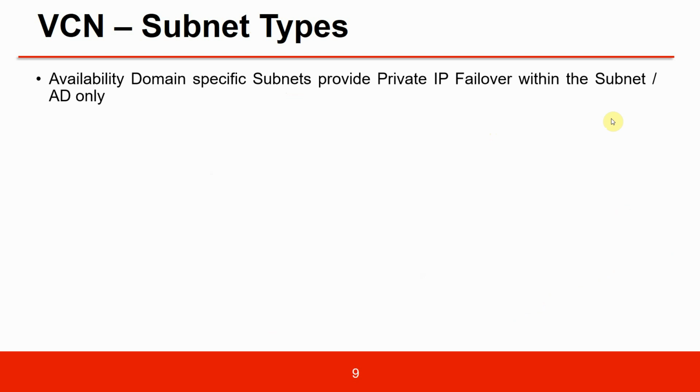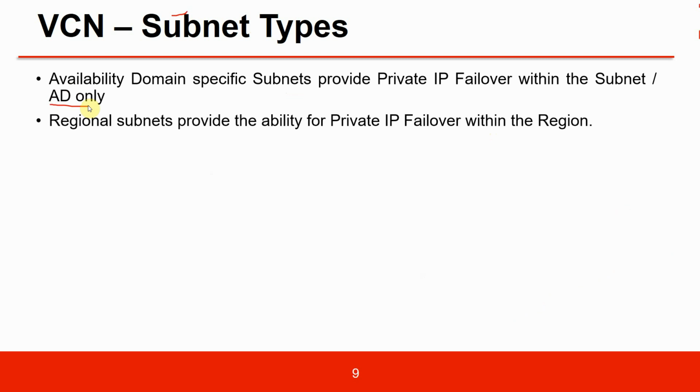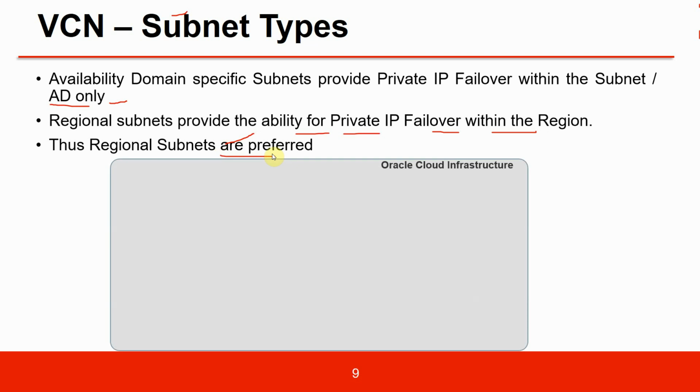VCN subnet types. Availability domain specific subnets provide private IP failover within the subnet or availability domain only, whereas regional subnets provide the ability for private IP failover within the region. Therefore, regional subnets are preferred.